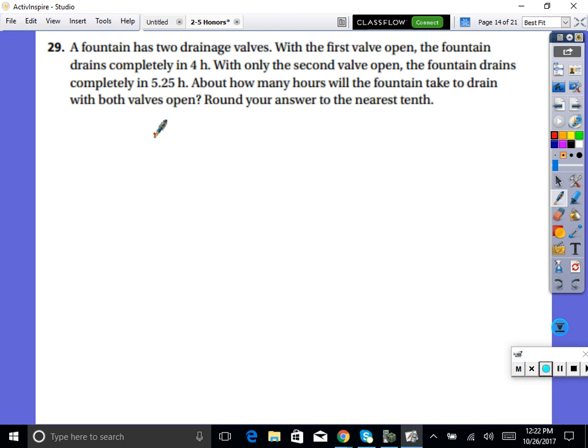Number 29. So it says a fountain has 2 drainage valves. So it's kind of like almost split some way. Here's one of the drainage valves, and here's the other. I don't know how to draw a very good picture. It says with the first valve open, so let's say that there's covers on this. So right now we have a cover on this, and water is pouring in right here.